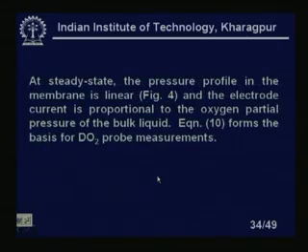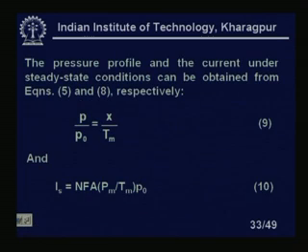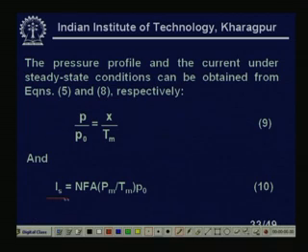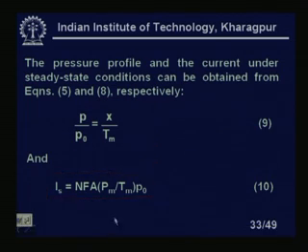At steady state, the pressure profile in the membrane is linear and the electrode current is proportional to the oxygen partial pressure of the bulk liquid. So equation 10 forms the basis for DO2 probe measurements. This is equation 10, our basis for all DO2 measurements or the DO2 probe.